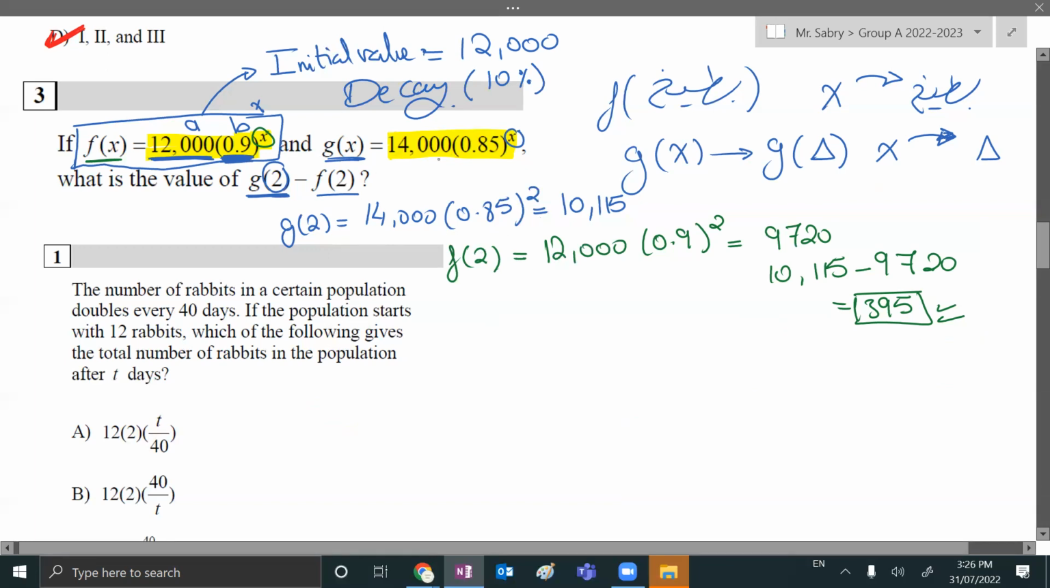Whereas when you look at g of x, for example, the initial value is 14,000 and since b is also less than 1, this means it's decay, and because it's 0.85, I know it decreased by 15%. Again, I hope that makes sense.